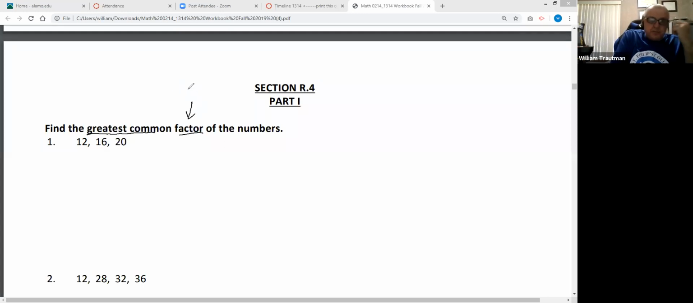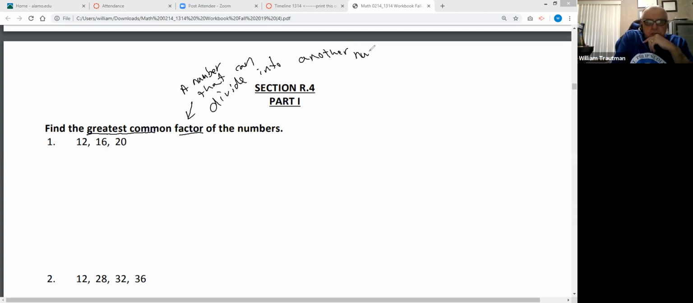A factor is a number that can divide into another number. If you look at the number 12, what are all the numbers that you can divide into 12? And if you're not good at your multiplication tables or dividing, you can use a calculator.